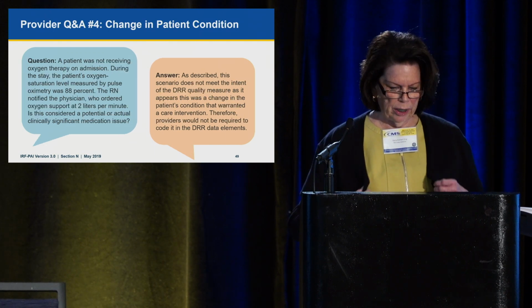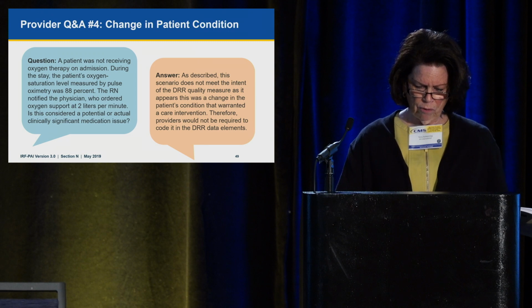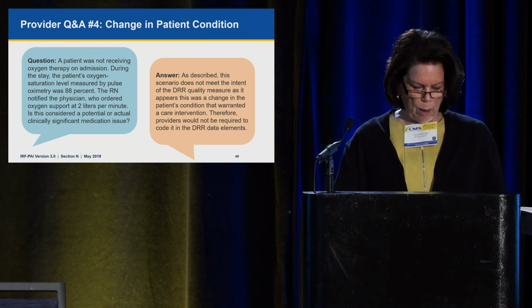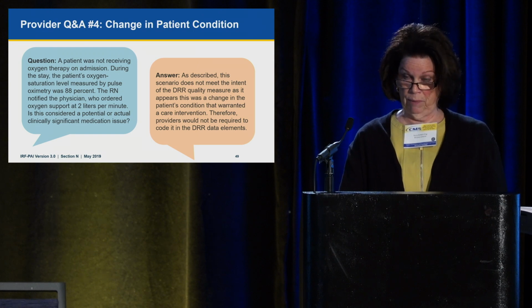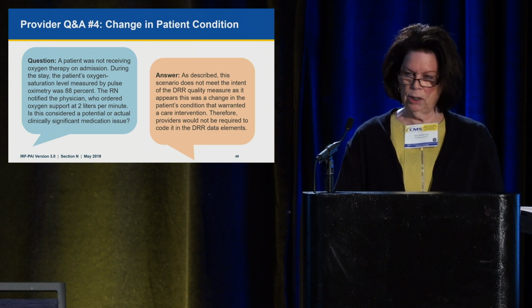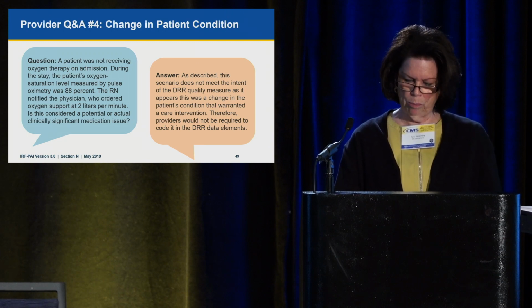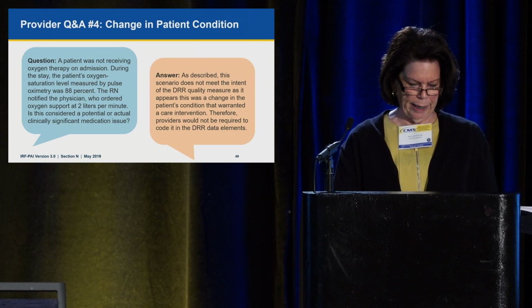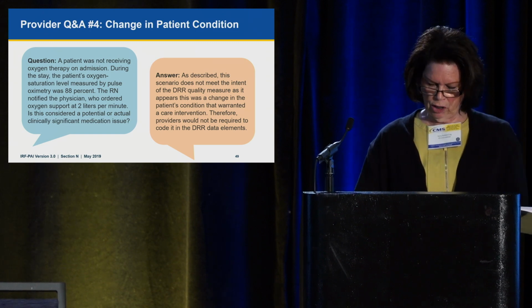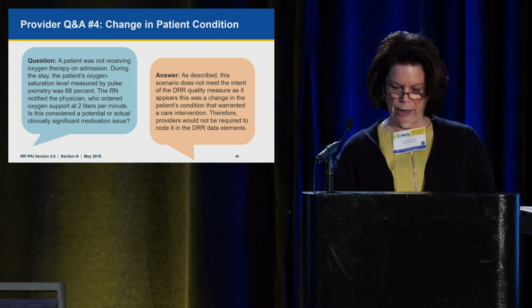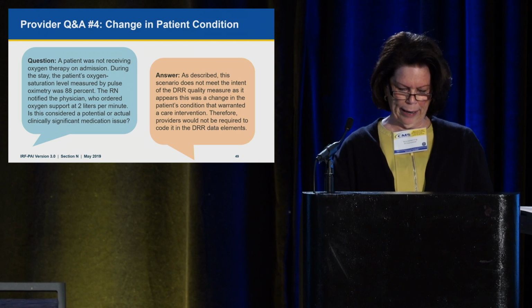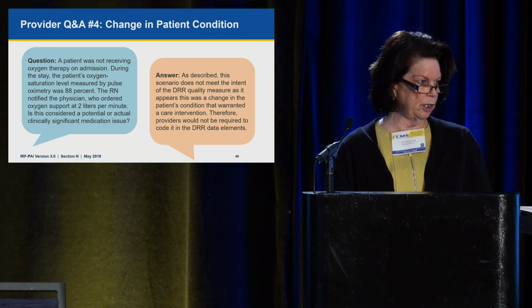The next change in condition involves oxygen therapy. So the question was, a patient was not receiving oxygen therapy on admission. During the stay, the patient's oxygen saturation level, measured by pulse oximetry, was 88%. The registered nurse notified the physician, who ordered oxygen support at 2 liters per minute. Is this considered a potential or actual clinically significant medication issue?